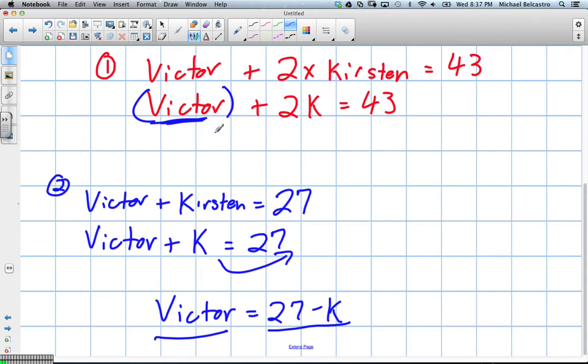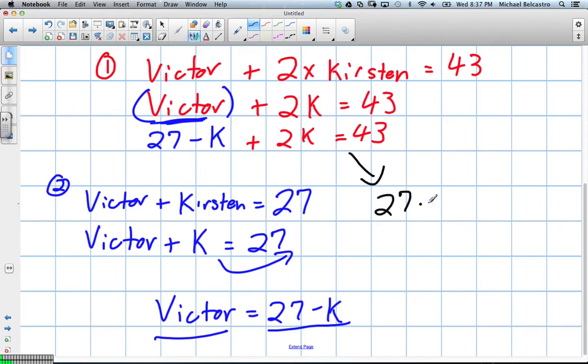So let's get rid of Victor here and put in 27 minus K plus 2K equals 43. Okay? So I'm going to write this all in black over here and solve. 27 minus K plus 2K equals 43. Does it make sense how I created the equation? Yeah? Now, all right, let's solve this and we'll talk about it after.